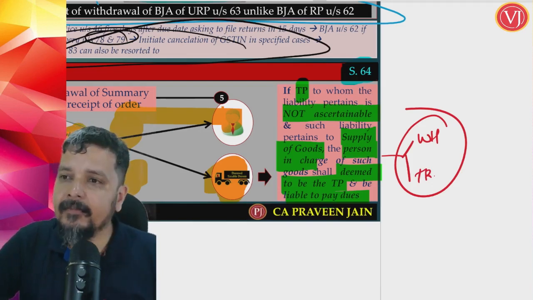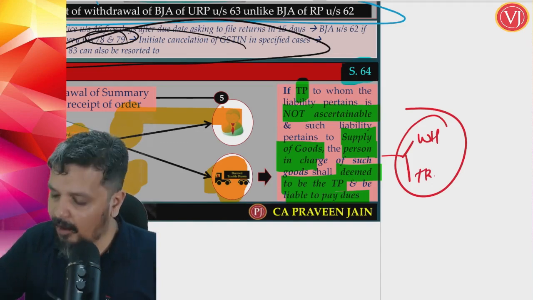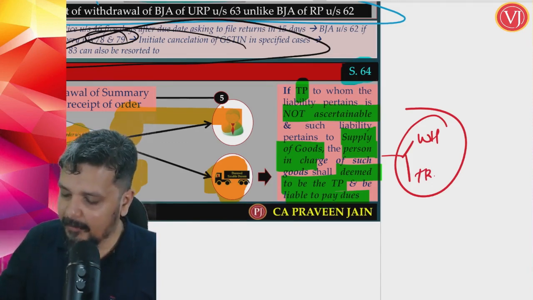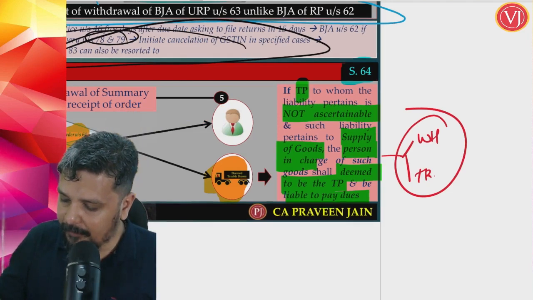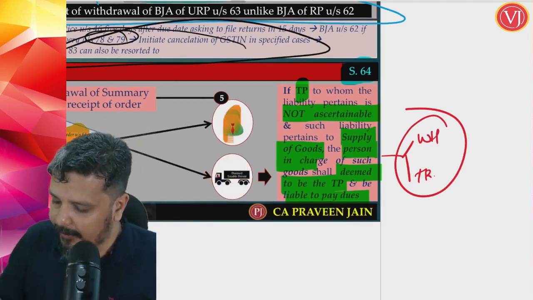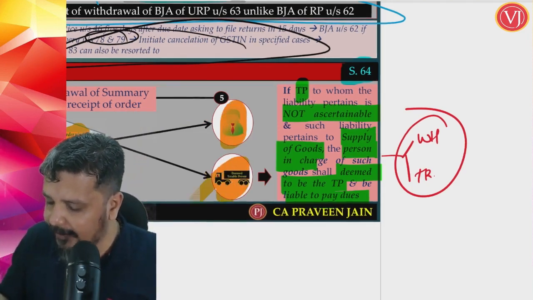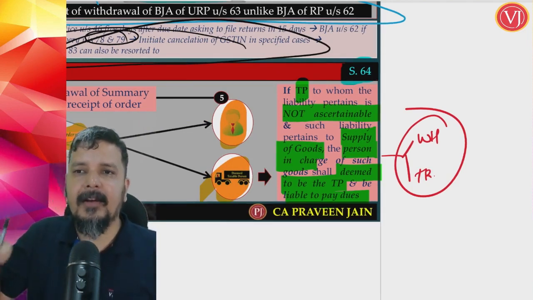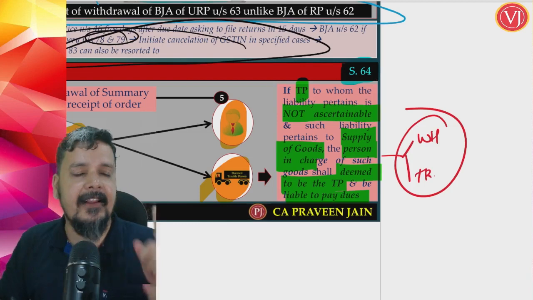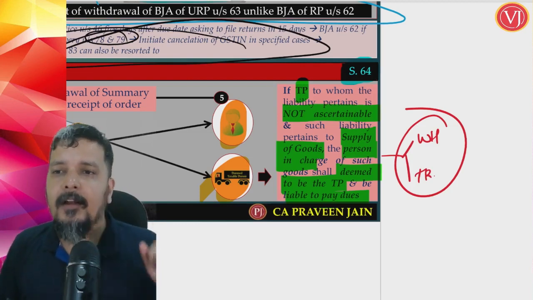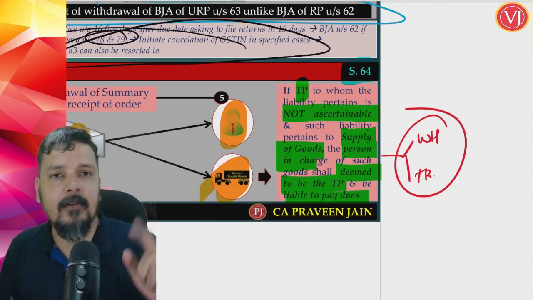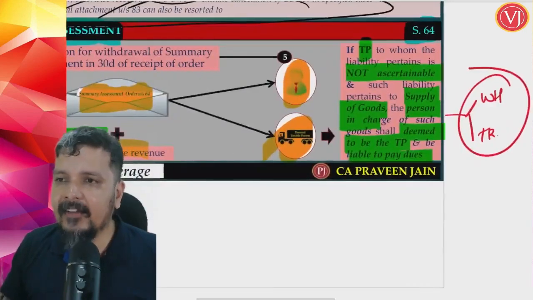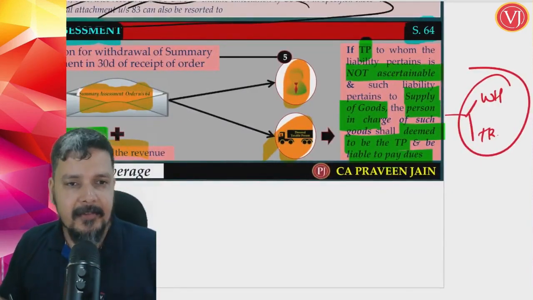Summary assessment. Normally, you will find this only against a taxable person. At times, it will be against the deemed taxable person. Why? Warehouse keeper, transporter. If you read this again and again, you will find they are talking about whom? Person in charge means whom? The warehouse keeper and transporter are not disclosing the identity of the real taxable person. They will be deemed to be the taxable person of the goods.